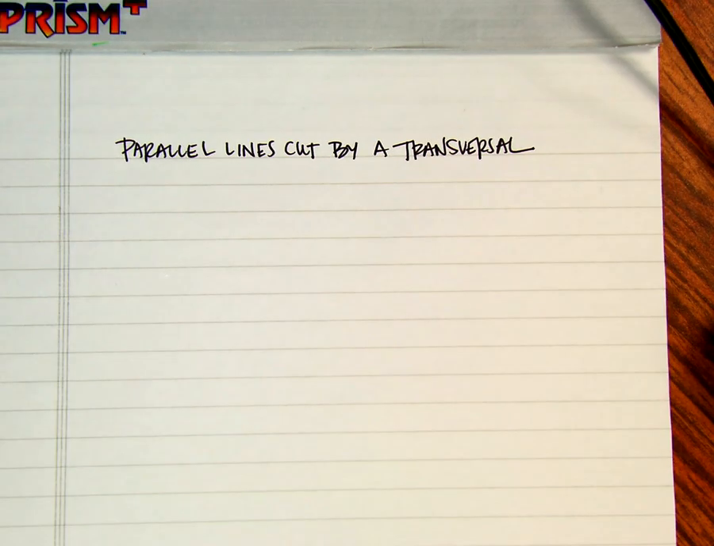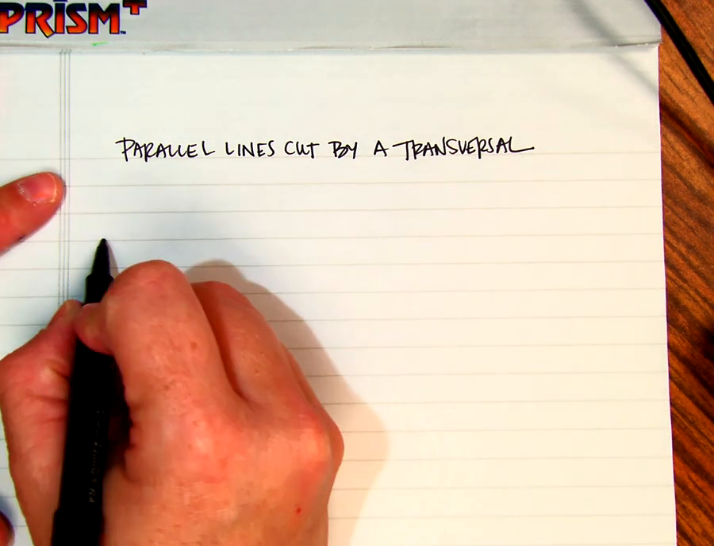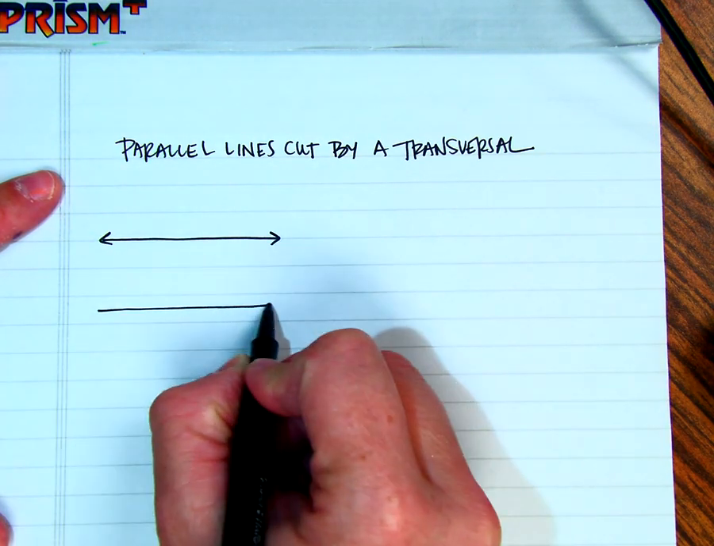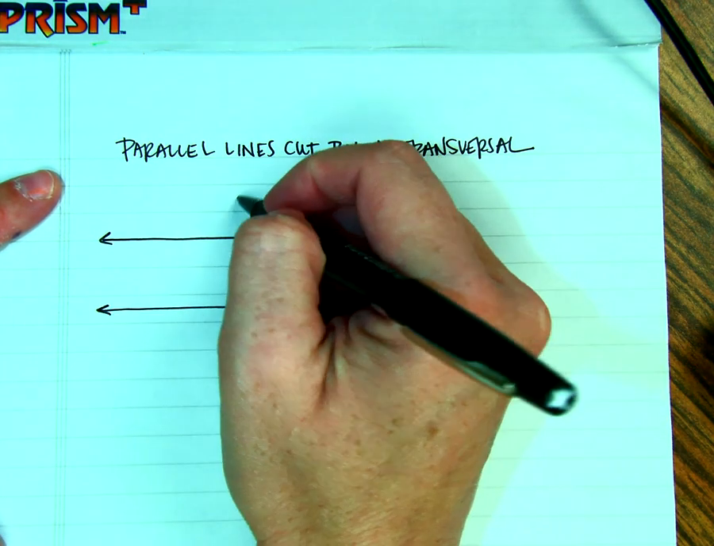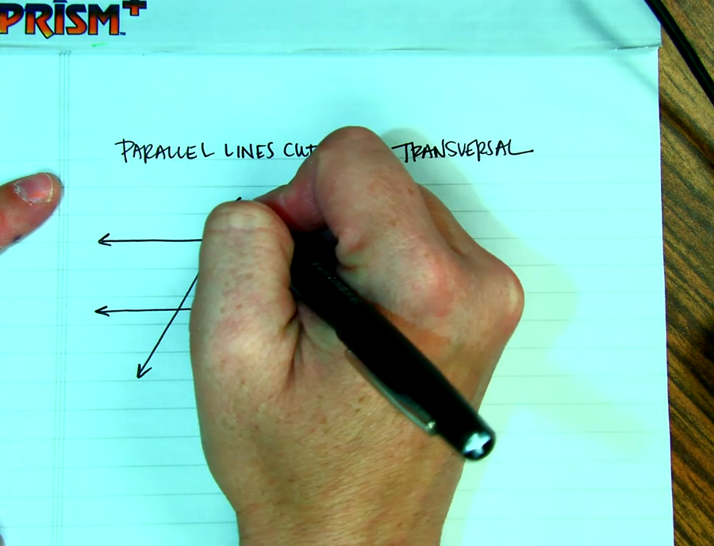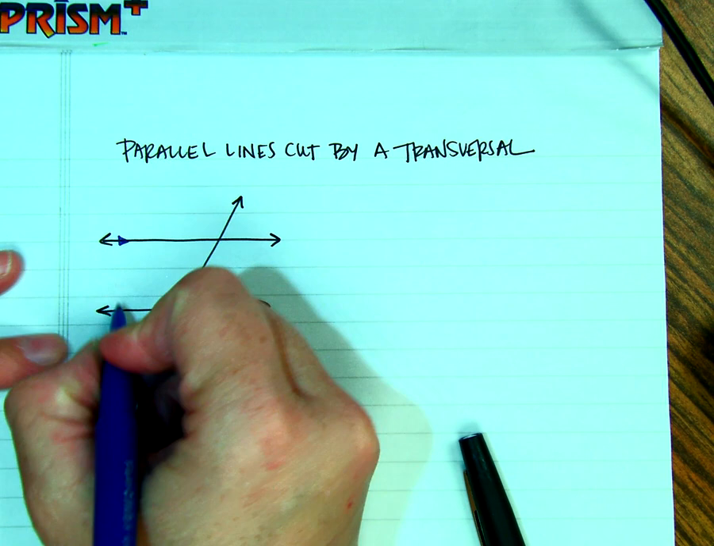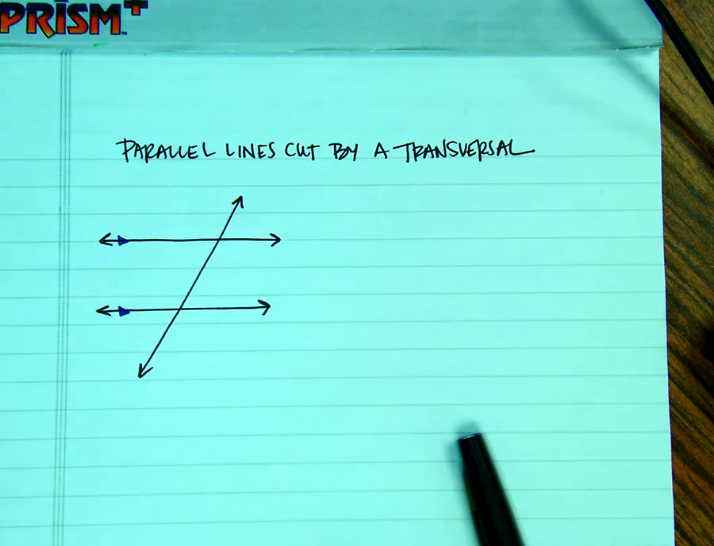Okay, so we are going to continue with parallel lines cut by a transversal, and we're going to bring in more of the algebra. So remember, how can we tell if the lines are parallel? Don't assume. Make sure you have little colored triangles on there.